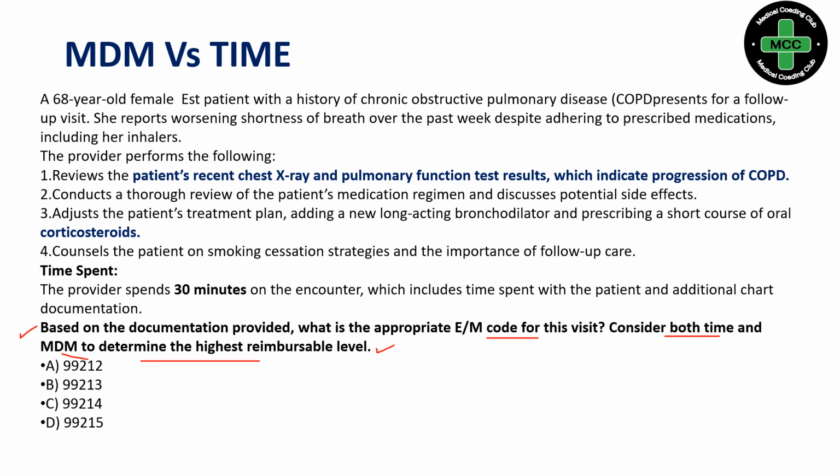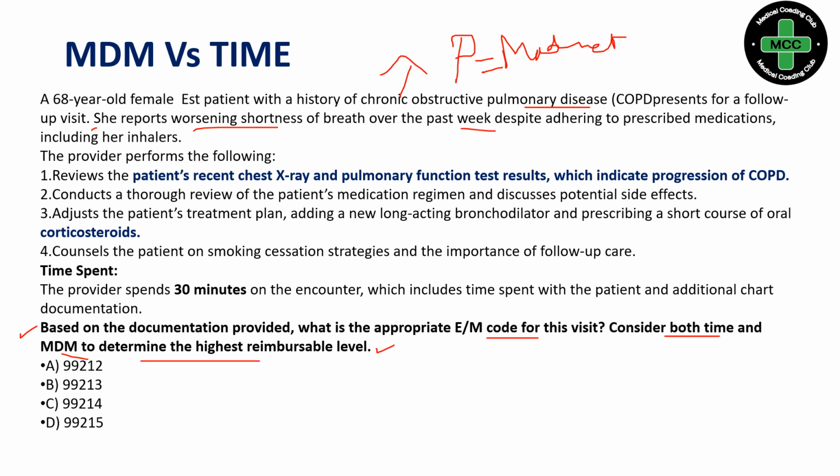Okay, so let's see the question. A 60-year-old female established patient with a history of chronic obstructive pulmonary disease, COPD, presents for a follow-up visit. She reports worsening. Okay, so this is a chronic condition that is worsening. That means chronic illness with progression or exacerbation. Okay, so your problem addressed is moderate.